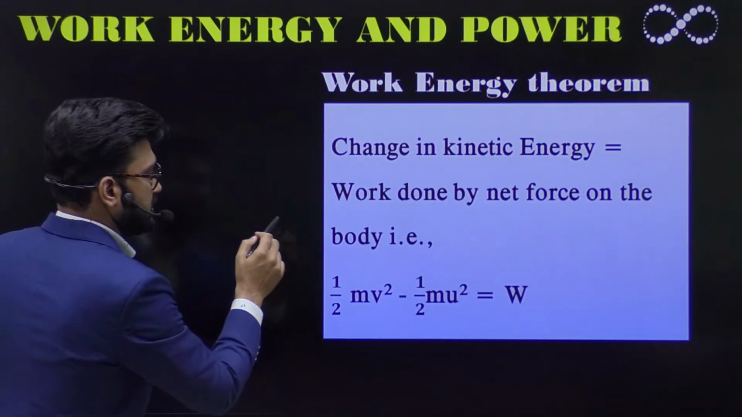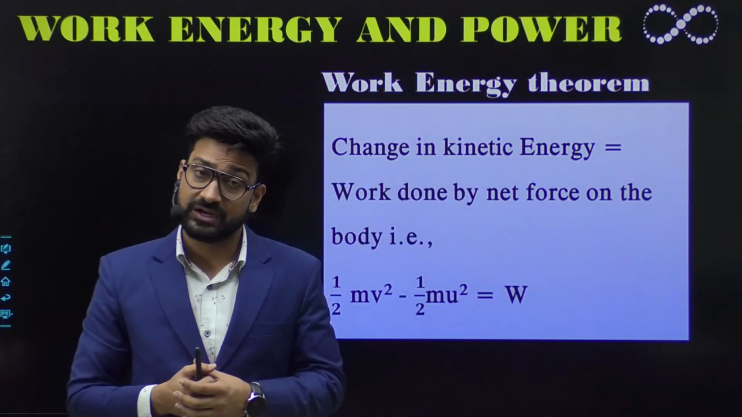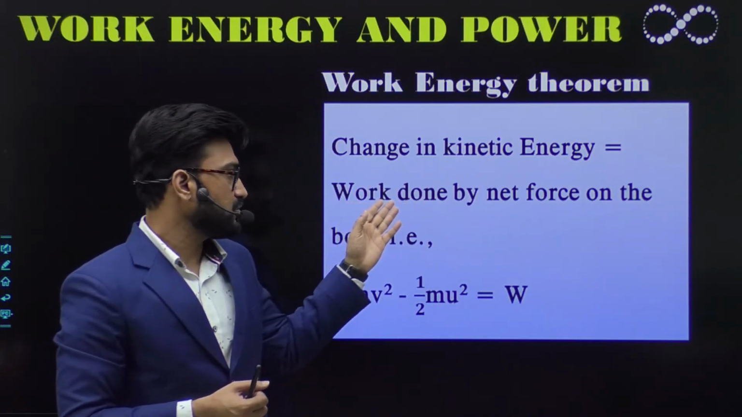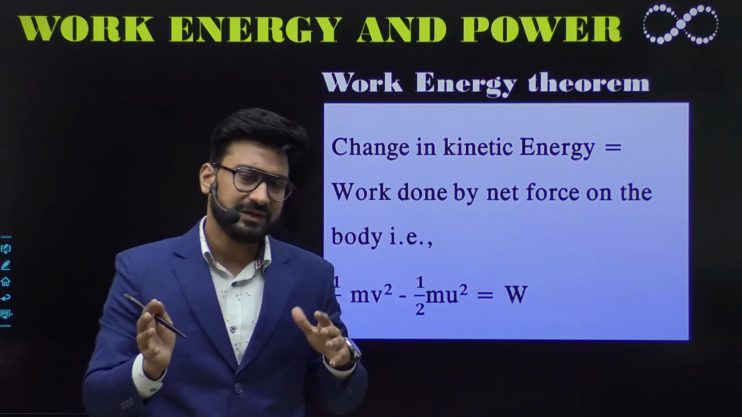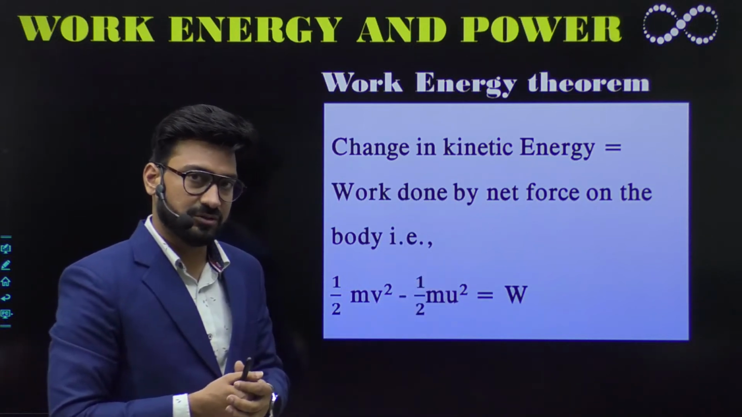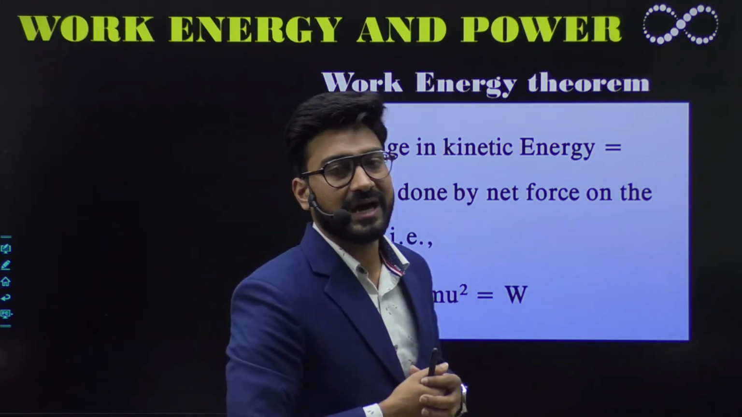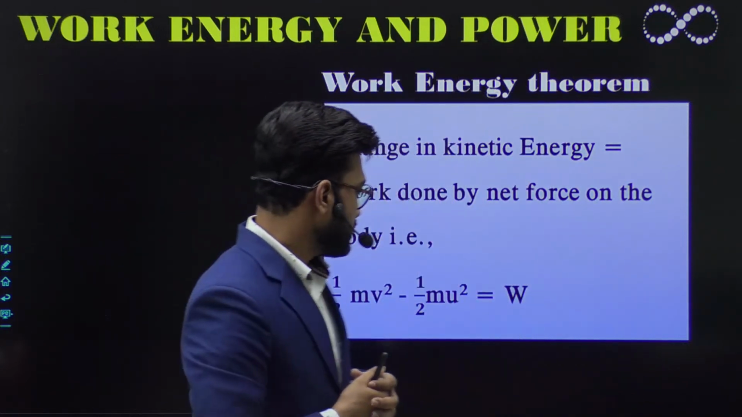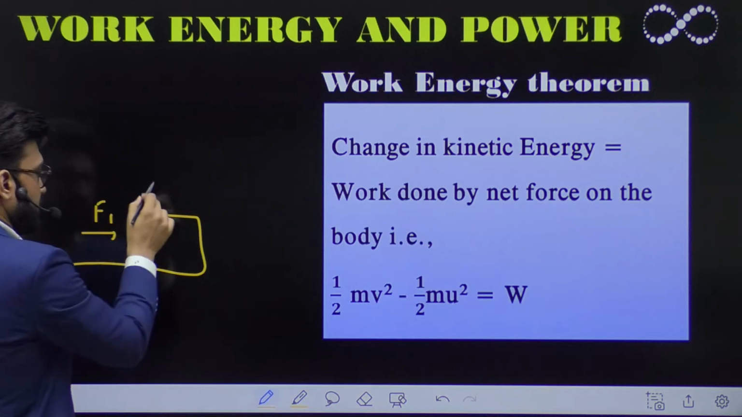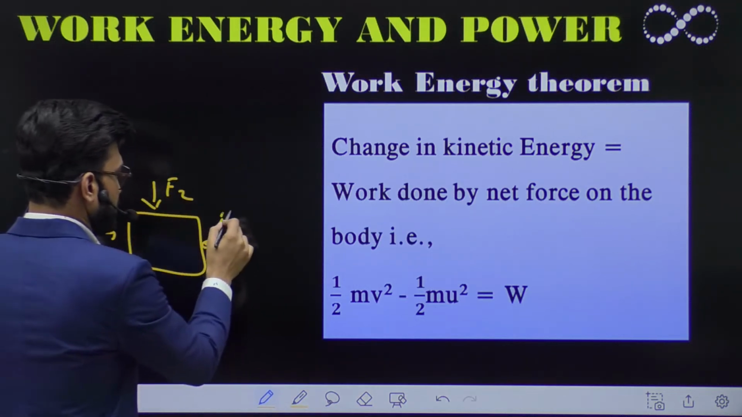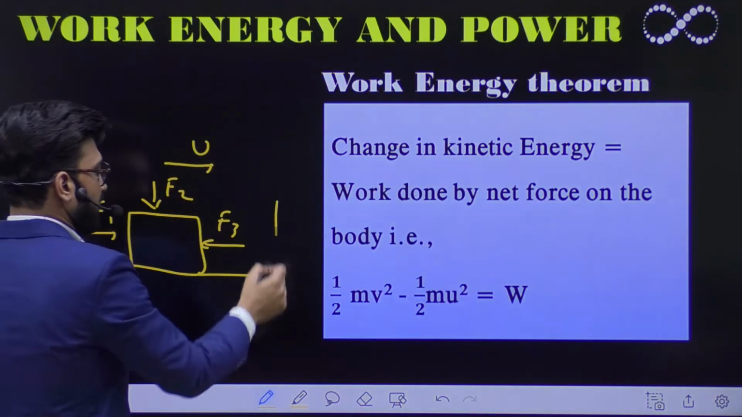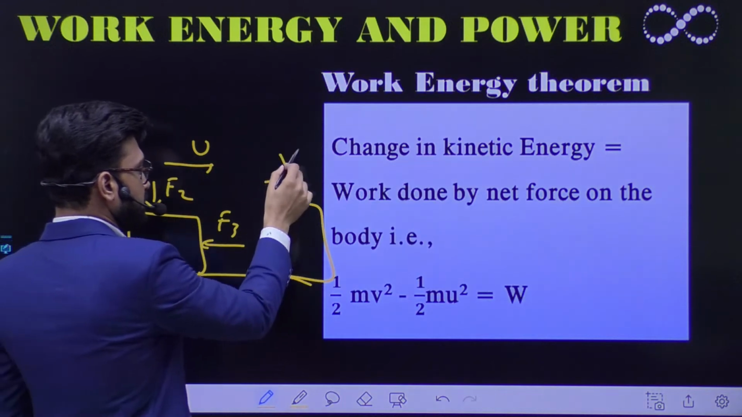Now the next aspect of this work energy chapter that you must remember is the work energy theorem. It says change in kinetic energy must be equal to work done by the net force on the body. So whatever be the net force acting on the body must produce a change in kinetic energy of the system. How is it possible? If multiple forces F1, F2 and F3 are acting on the body and its initial speed is u, after subjection of the force its speed becomes v.